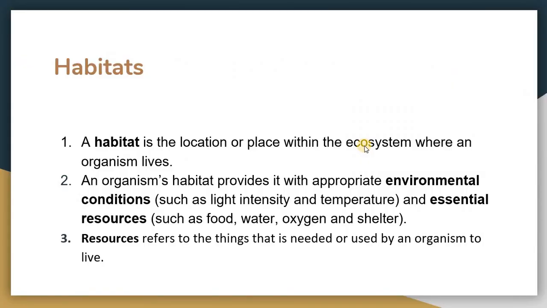Alright, so what is a habitat? A habitat is the location or place within the ecosystem where an organism lives. An organism's habitat provides it with the appropriate environmental conditions, such as light intensity and temperature, and essential resources such as food, water, oxygen, and shelter. What are resources? Resources refers to things that are needed or used by an organism to live. Class, you can pause the video right now to take down these notes.